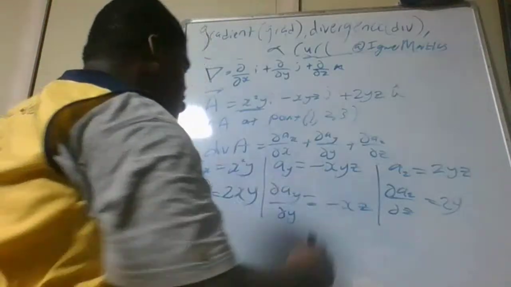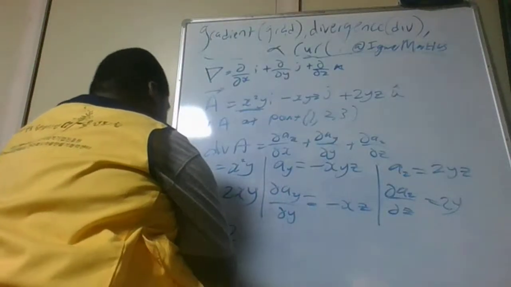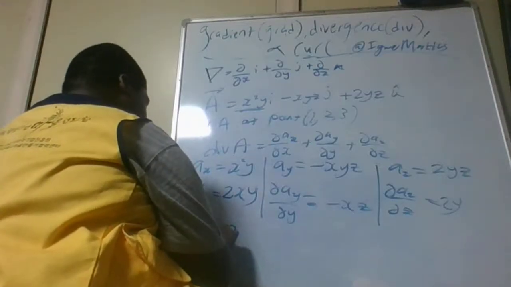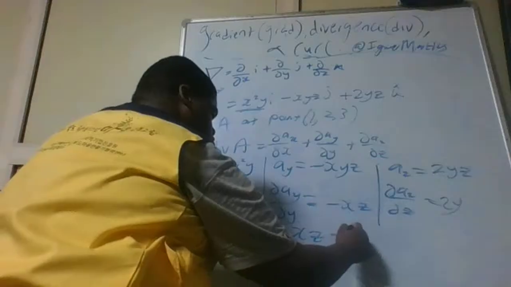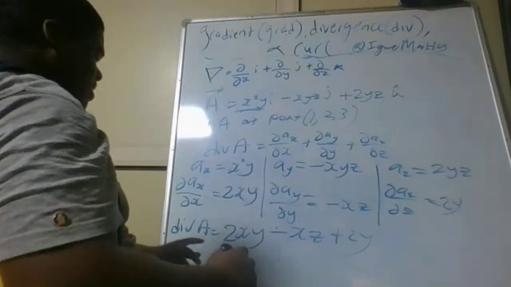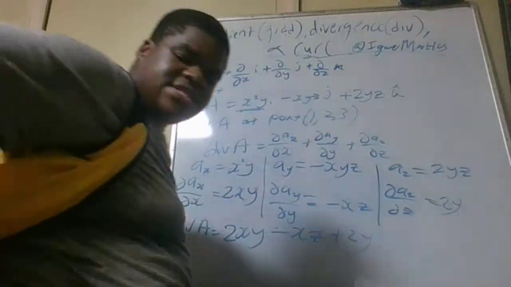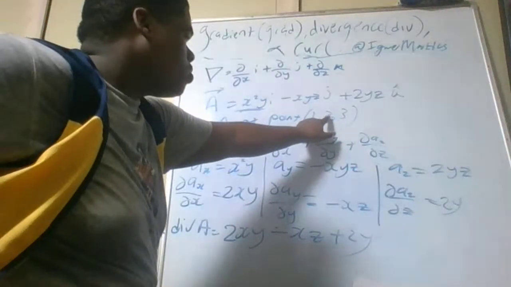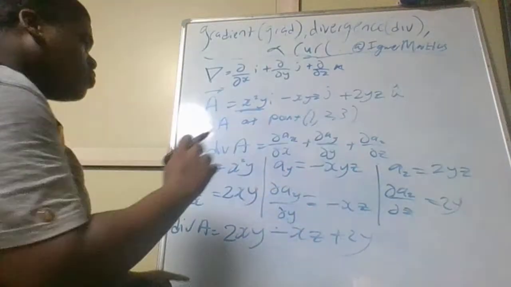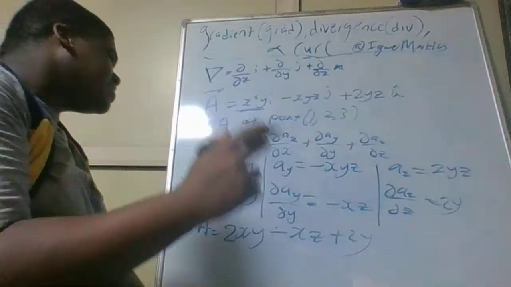So you just sum them together. So that's equal to, the divergence of A is equal to 2xy minus xz plus 2y. But remember, I gave you the point that you're finding the divergence at. We are finding that divergence at (1, 2, 3). So x is equal to 1, y is equal to 2, and z is equal to 3.